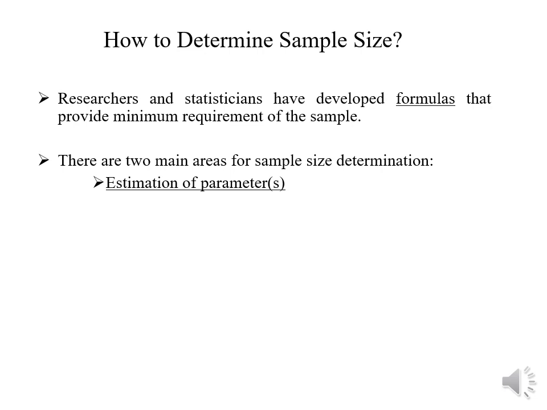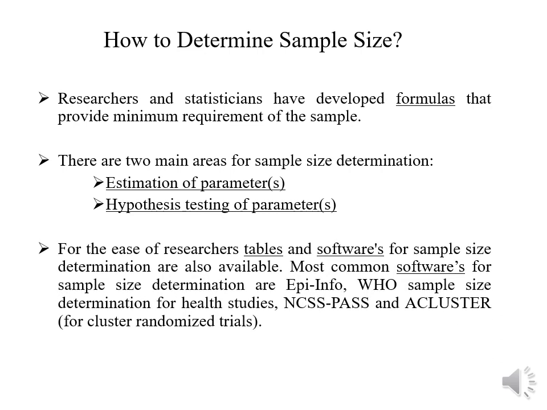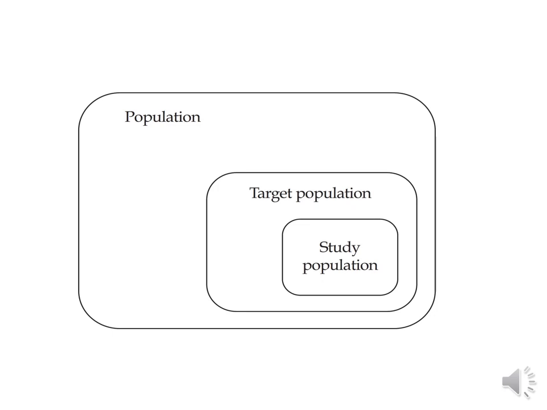So for the ease of researchers, tables and software for sample size are available, and the most common software available are the WHO sample size calculator, which is freely available on Google. You can search and download it. And the PASS, NCSS, and nQuery, and A cluster for randomized controlled trial. These are the tools.